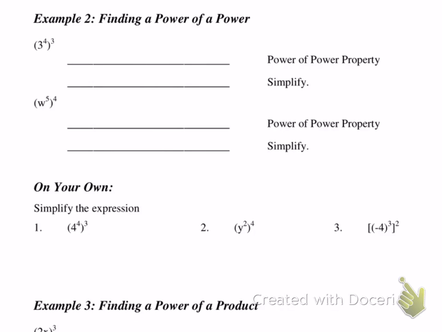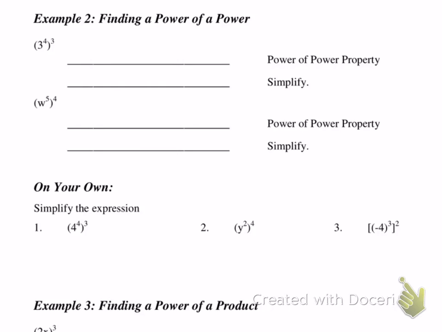If you notice here, in this example 2, we don't have two bases. Remember before we had 3 to the 4th times 3 cubed, and then we added those two things, right? But now we have just one base, 3 to the 4th, raised to the 3rd power. And so the question is, what does that become?